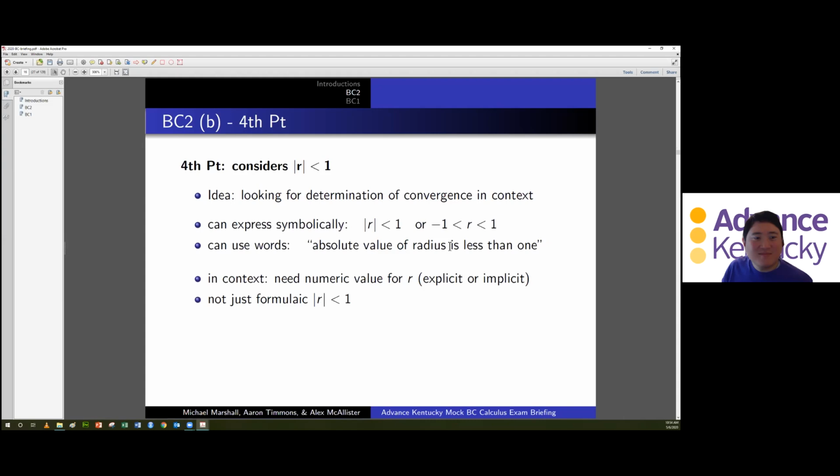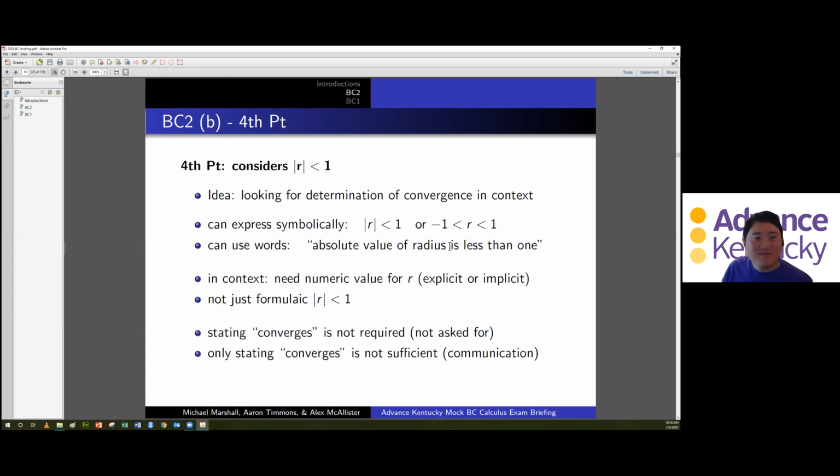We do need to see it contextually. So not just the formulaic absolute value of r is less than 1. We need to believe that the student has actually engaged with our question. And so some numeric value attached to the r. We already talked about explicit or implicit ways to express that, but some kind of engagement in the context of our question.